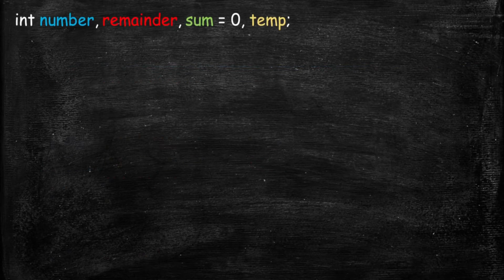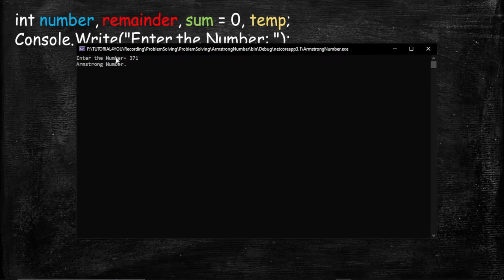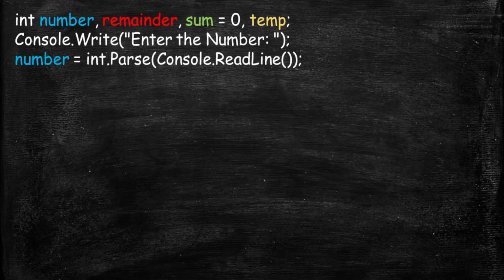So first we will make 4 variables. First of number, which will be what user has entered, then of remainder, then of sum, which initial value will be 0, and a temp variable. Then we will print enter the number on the screen. Then we will use console.readline to collect the data which user has entered and convert that data in integer and then store that input in the number.